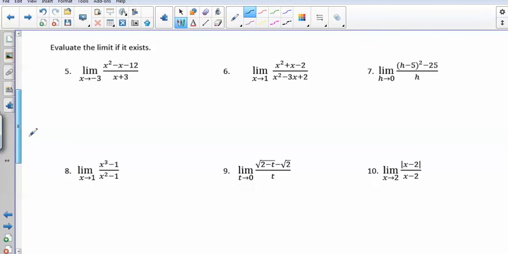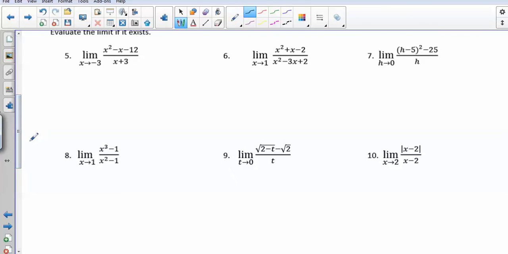Alright, so now we're going to find some limits algebraically. A lot of these are going to require factoring. So the first one, we're going to find two numbers that multiply to negative 12 and add to negative 1. And those factors will be x plus 3 times x minus 4. Sometimes you can get a hint from the bottom factor because you know that we're going to try to cancel that factor out. So x plus 3 and x plus 3 cancel out. I'm left with just x minus 4, and now you want to substitute in the negative 3. So I have negative 3 minus 4, which gives me an answer of negative 7.